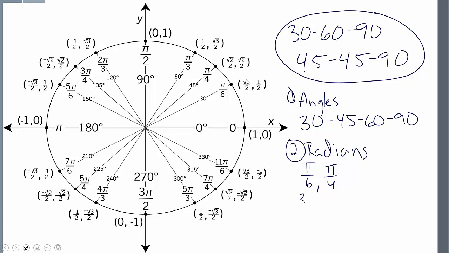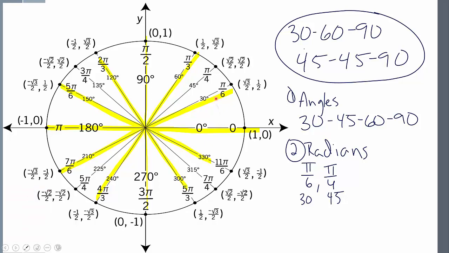Now, for pi sixths, we just need to remember a little equivalency. That's 30 degrees, and pi fourths is going to be 45 degrees. So let's do the first one. Let's chop everything up into pi sixths. If I cut that in half, every single 30 degrees is going to be a slice. All I'm doing is going by 30 degrees around the unit circle, and I'm getting those slices.